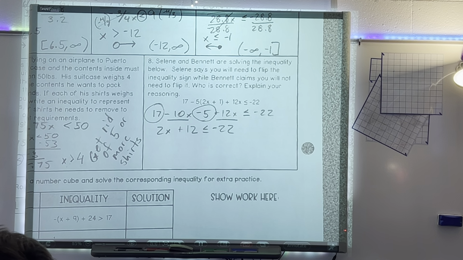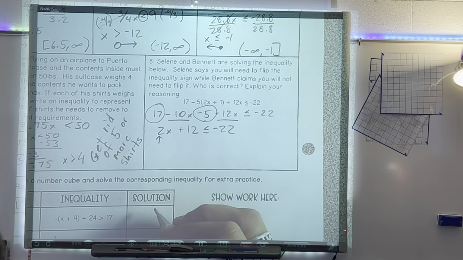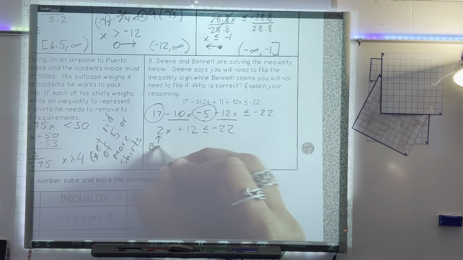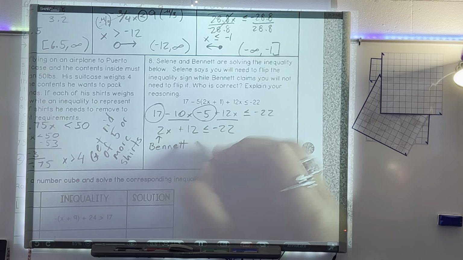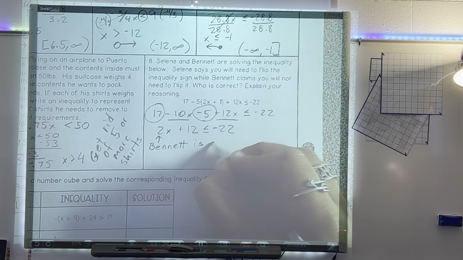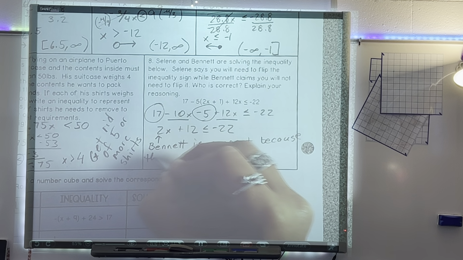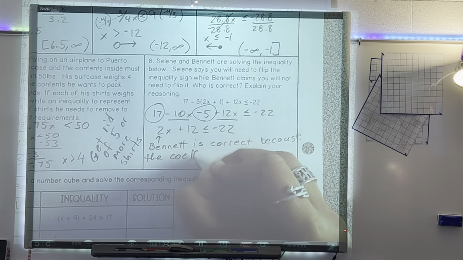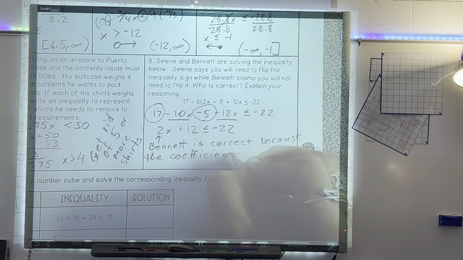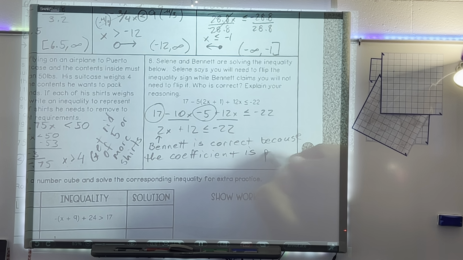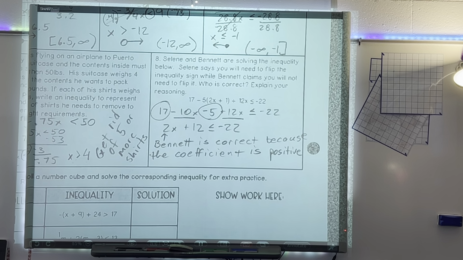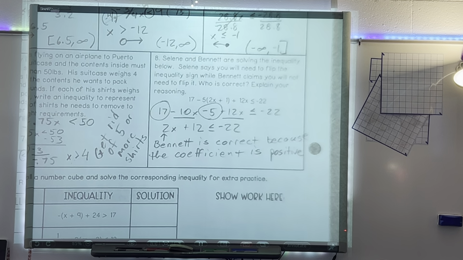Okay, so who was right then? Bennett. Bennett is correct, because the coefficient is positive. I'm sure you are good with those math words. And we're not doing that bottom part.